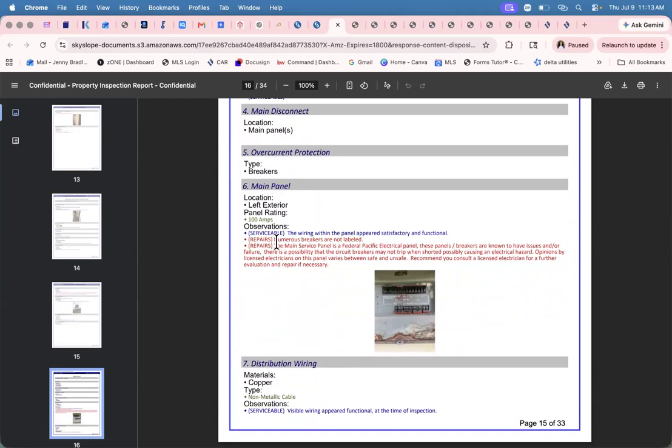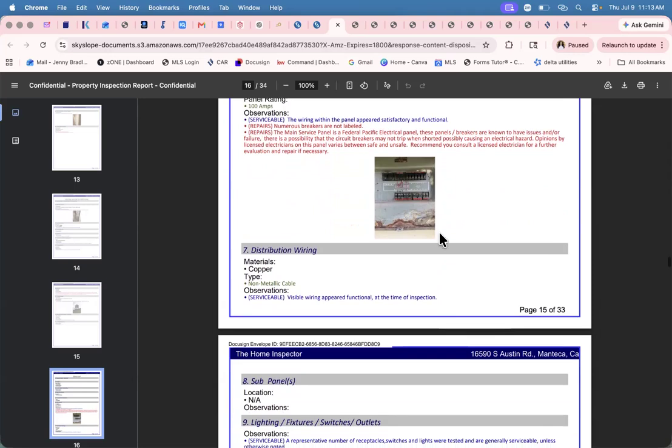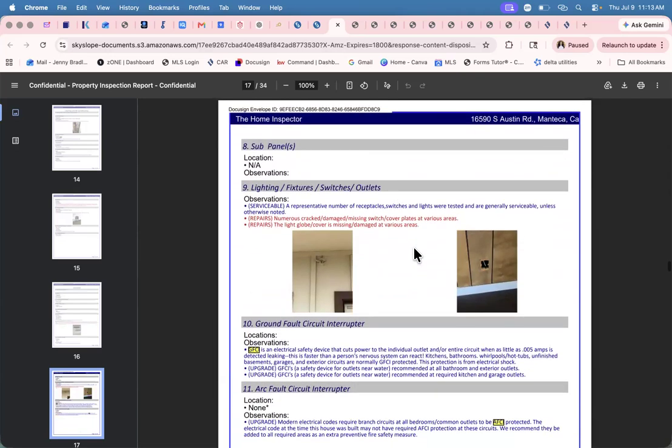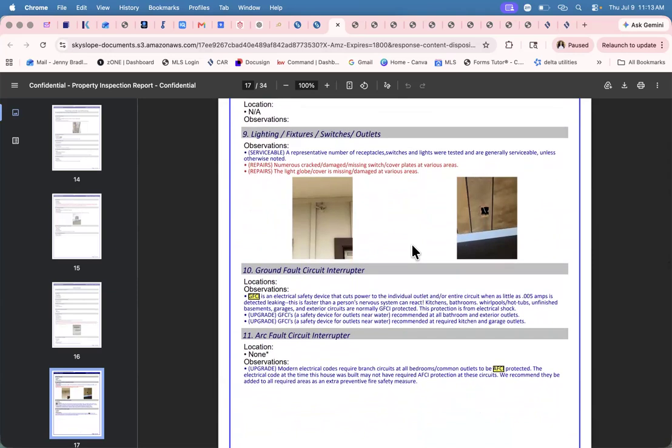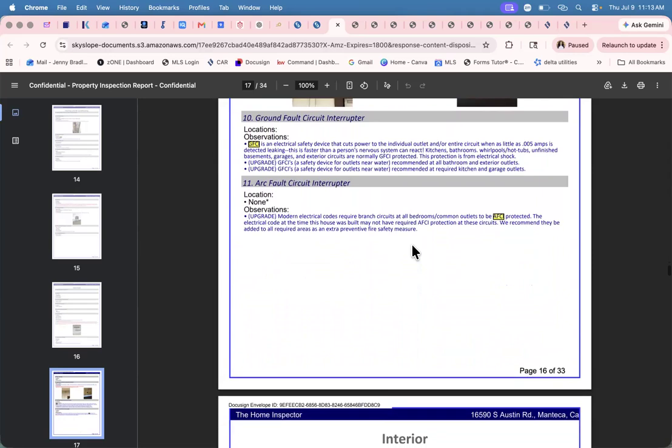All right, so this is the main panel. Numerous breakers are not labeled. The main service panel is a Federal Pacific. I did bring this to my client's attention. This was a main concern for me because I know how expensive electrical can be. But he does construction. I mean, he does everything. So he was just like, I don't care. Okay. I would bring this up to my clients. All right, so everything else looks pretty good right here.